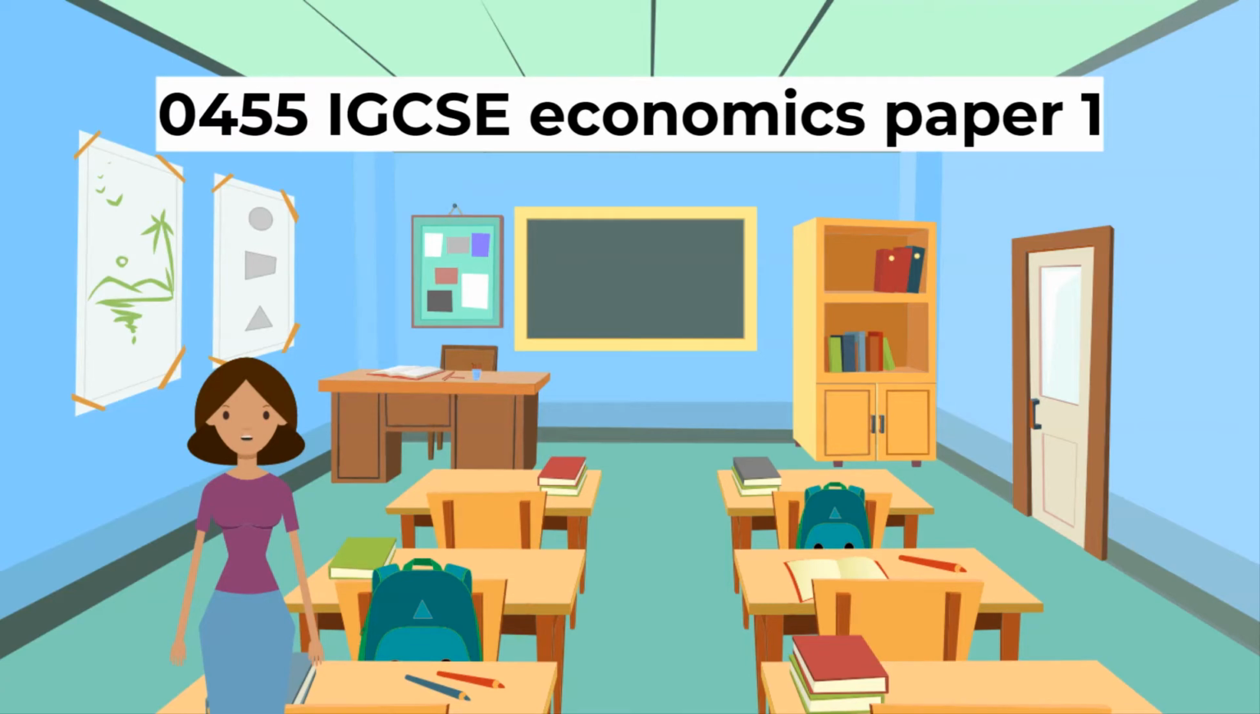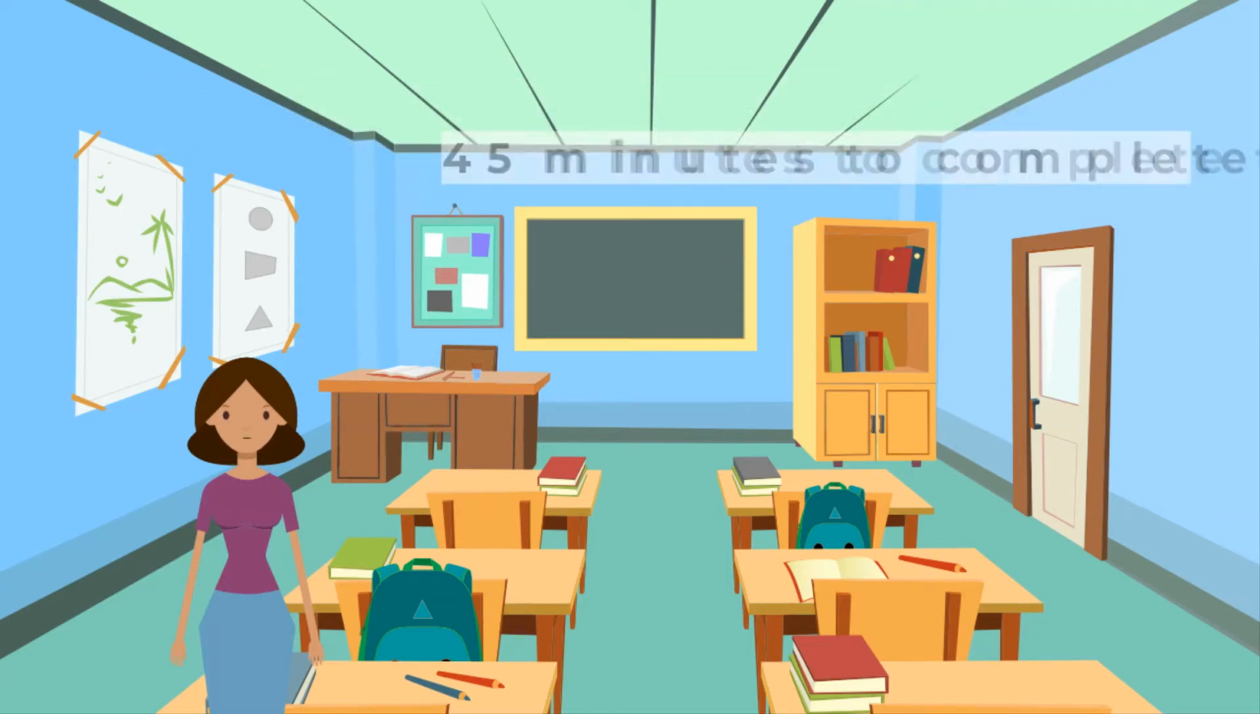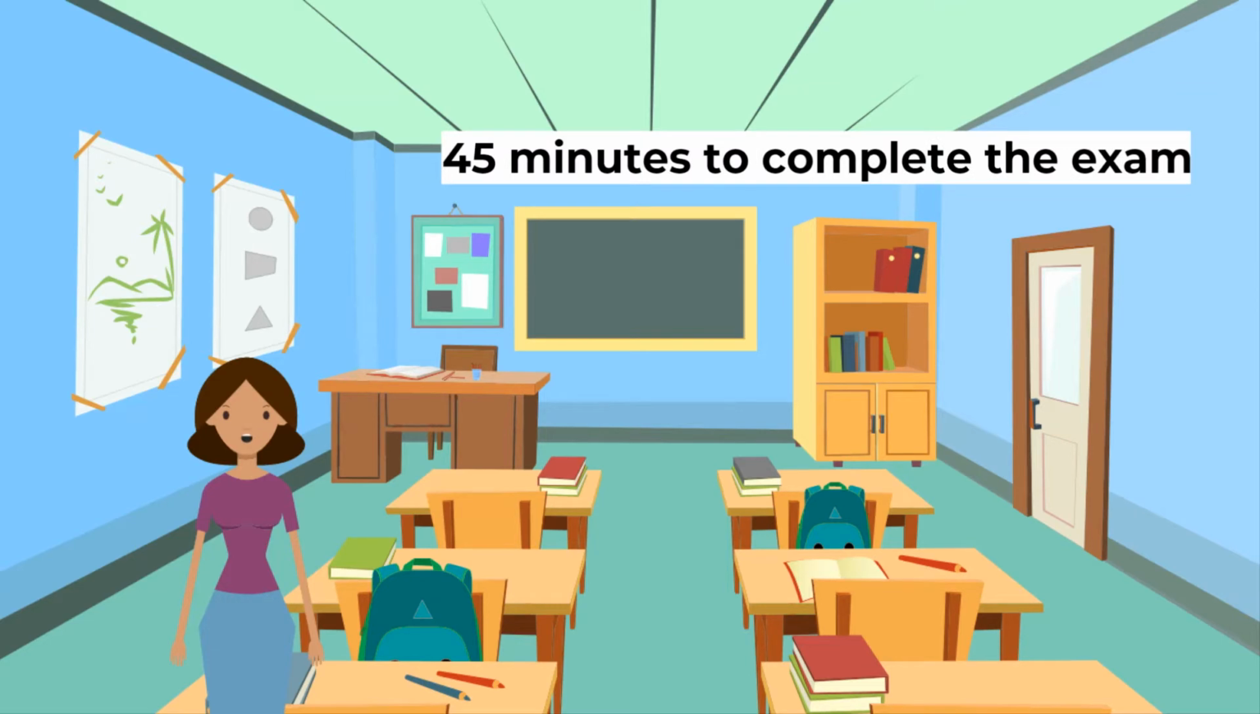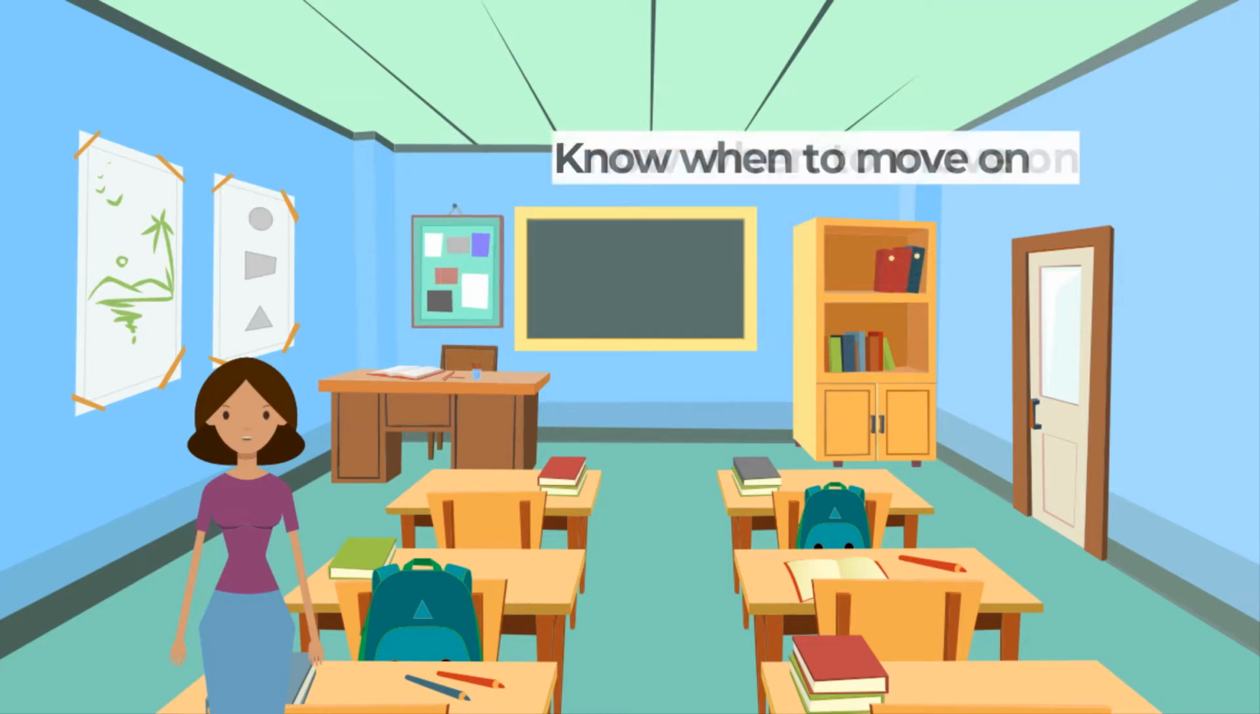Today, we are going to be doing paper 1 of the IGCSE Economics exam. Before we start, exams are governed by rules. First rule: we have 45 minutes to complete the exam, and we have 30 questions to do. This means that we have, on average, 1.5 minutes per question. Some questions will take you much less than this, some a little more. If you have spent 1.5 minutes on a question, move on.